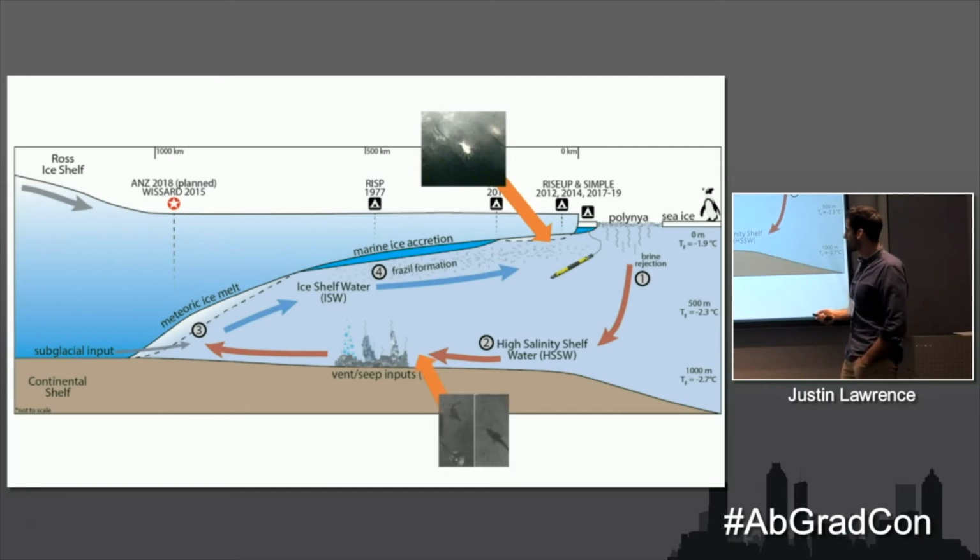In 1977, they go down, they find fish 500 kilometers from the open ocean. It's kind of surprising. Not a lot of food there for them. What are they eating? And then 2015, the WISSARD project, they drilled at the grounding zone. It was the first time. And they also found fish, which was even more surprising. They were pretty shocked by that.